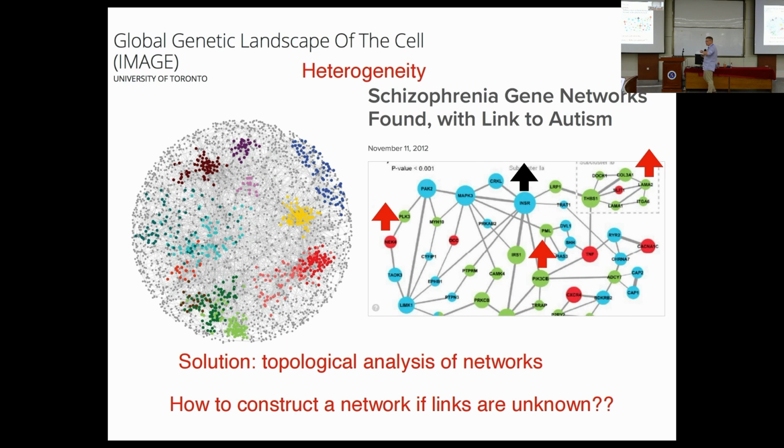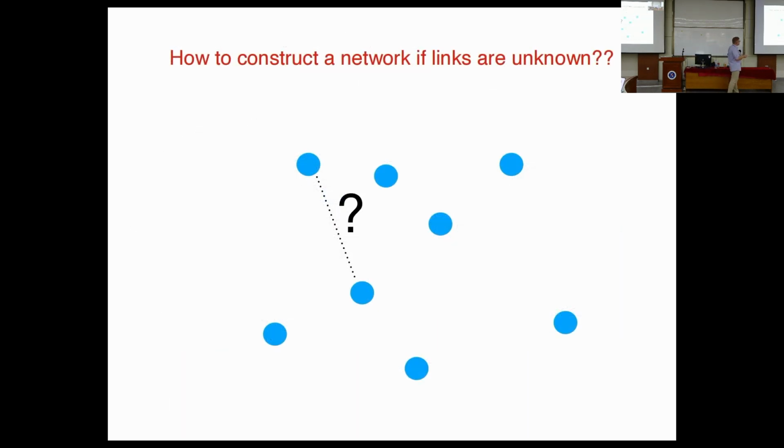But what to do if there is no network? How to construct a network if links are unknown? Well, several approaches have been used. Here again is an illustration of what I'm going to speak about. Suppose that you have parameters describing the state of your human body, but links between them are unknown. How to construct a network?